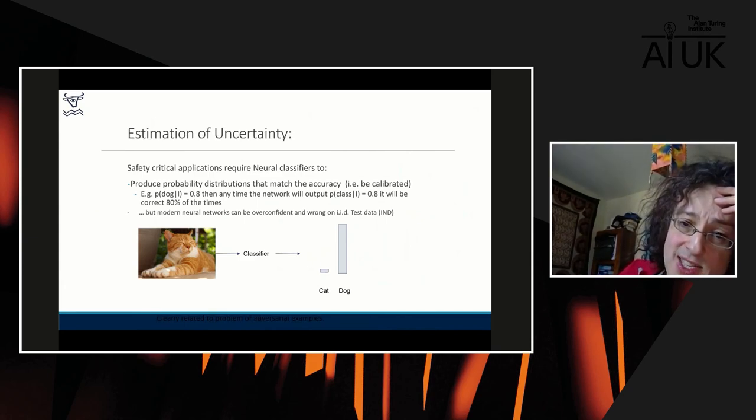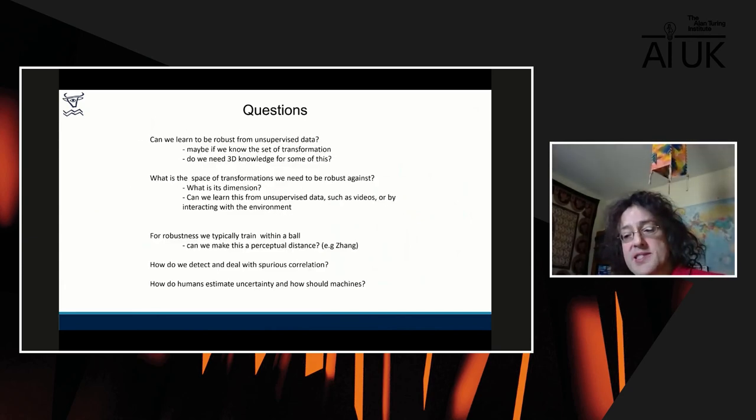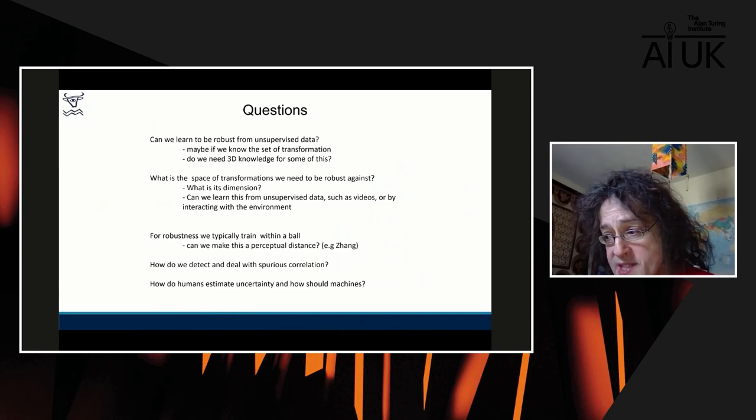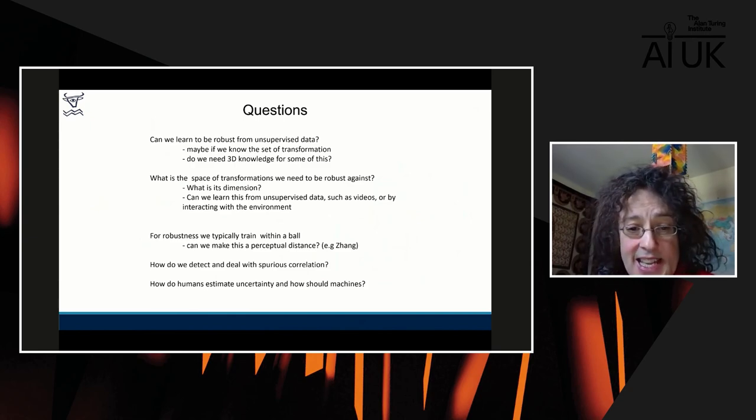when you're making these uncertainty estimates, you need to have an idea of what perceptual distance is. Like when I've got two images, how closely are they in some sort of semantic space? That's an open problem. Another open problem is what even should be the space of transformations that we want to be robust against. I mean, we can imagine it's going to be rotations and small translations, but what else?